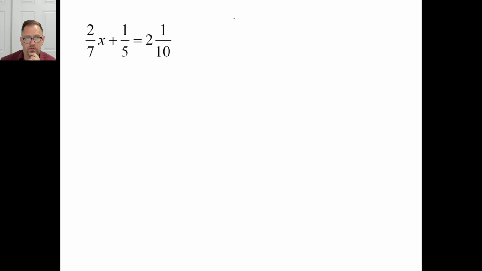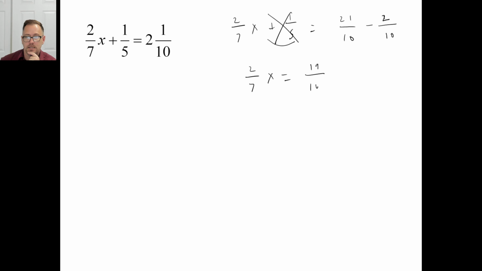Okay, well, same old thing here, right? 2/7 x plus 1/5 equals 21/10. Let's get this over on that side. So we will subtract 1/5. You know what? Let's just do the tenths. 1/5 is the same thing as 2/10, right? So gone. Now we have a new equation: 2/7 x equals 21 minus 2, 19/10. And to clean this up, you multiply by 7/2.